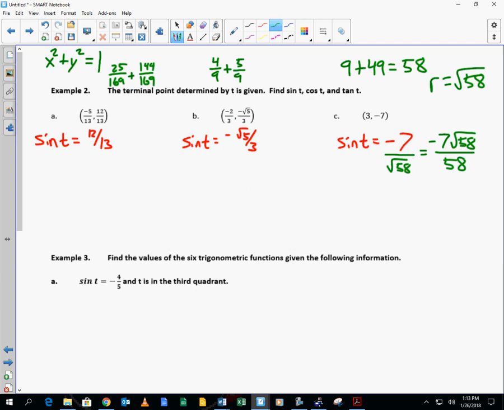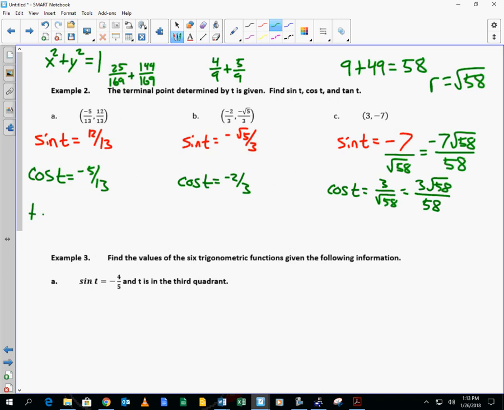See that? All right, let's go to cosine. What's cosine going to be for this one? How about for this one? Good, -2/3. How about for this one? Three over the root of 58. Can I leave it like that? 3 roots of 58 over 58.